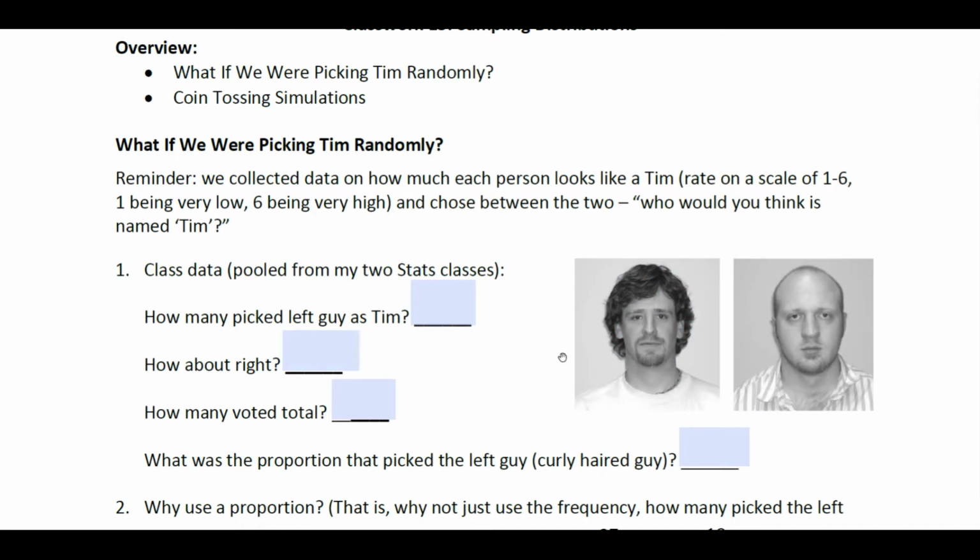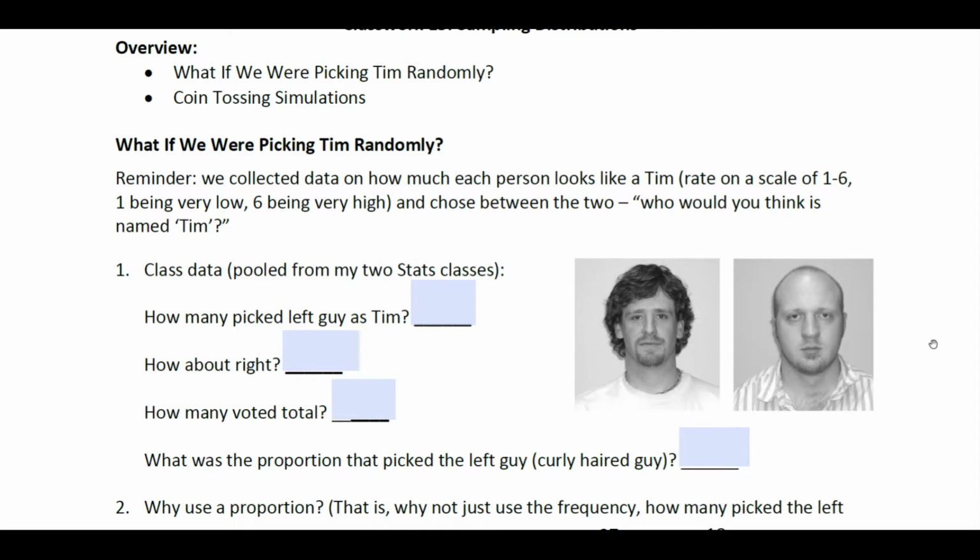All right, so you may want to think about that for a second. Do you think he looks like a Tim? How much? 1, 2, 3, 4, 5, or 6. How would you rate him, from 1, not Tim, to 6, definitely Tim? And same thing for this gentleman on the right-hand side. How much does he look like his name is Tim? Then the third question, so we have a 1 through 6 for this one, a 1 through 6 for this one. Again, it's totally up to you.